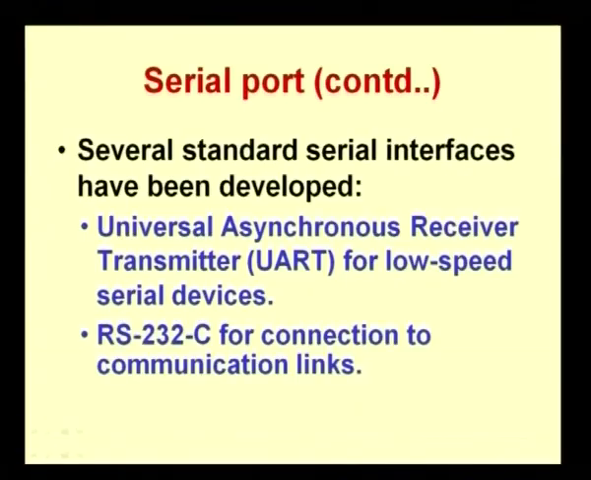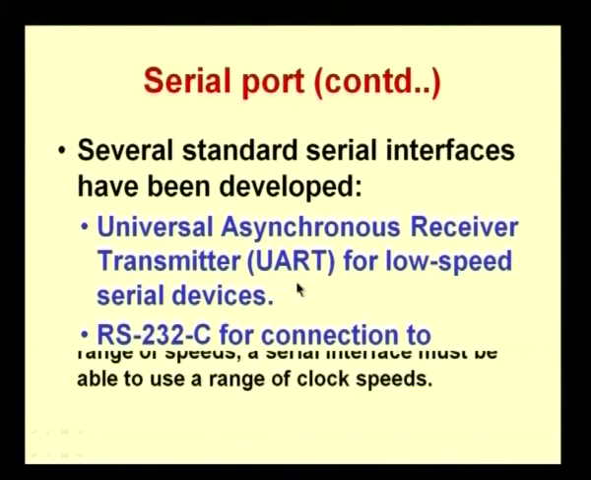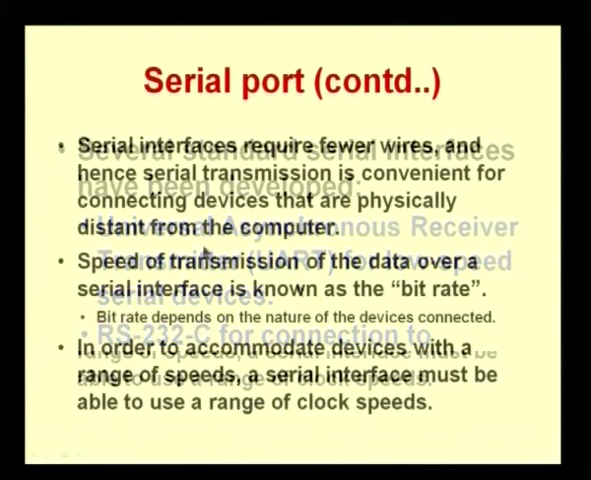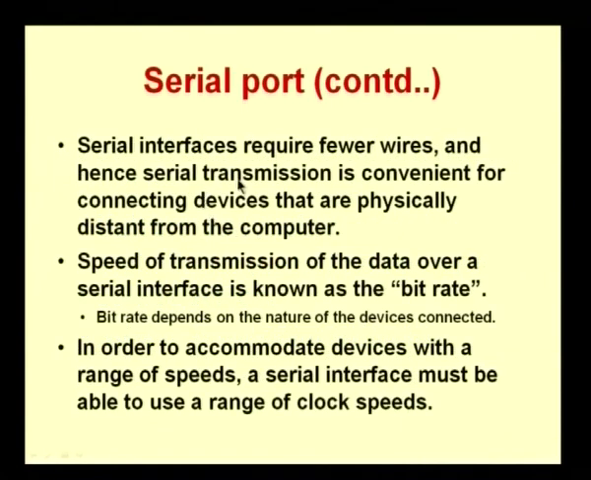With respect to serial data transfer, several standard interfaces have been developed. One very common interface is the RS-232C, which is used for many communication links and is also called a universal asynchronous receiver transmitter, or UART. It is normally used for low speed serial devices. The basic advantage of serial interfaces is that they require fewer wires, only one wire. So, it is very convenient when connecting devices that are physically distant from the computer. The speed of transmission is normally referred to as the bit rate.